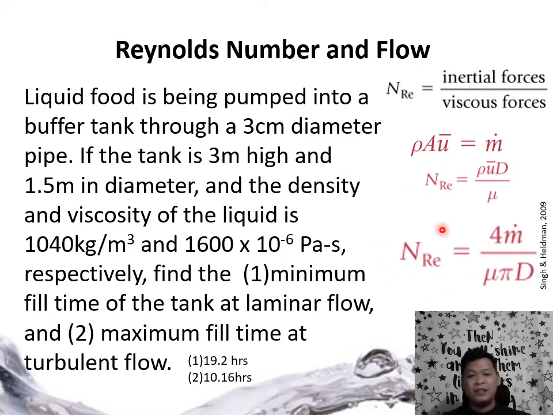So again, just plug in the equations, compute for the mass or volumetric capacity of this tank, and using the mass flow rate, you can get the time required to fill that. And again, you're supposed to get these answers, no? If you solve for minimum time at laminar and maximum time at turbulent flow. So obviously, a turbulent flow would have a corresponding much higher technically na flow rate compared to laminar in that case.